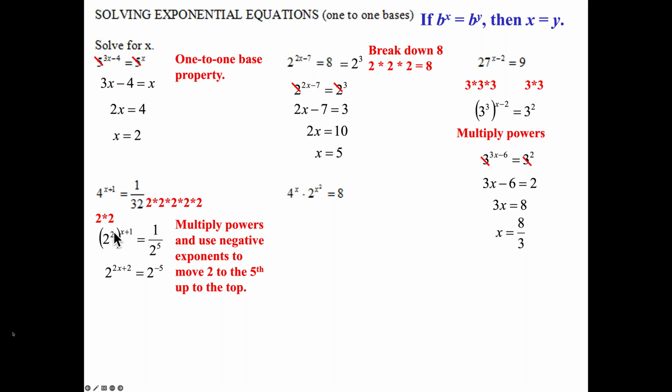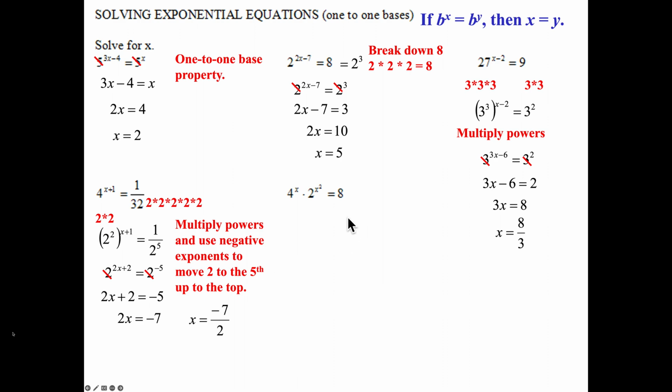So 2x plus 2, multiply the 2 to the x plus 1 binomial. Now we're one-to-one, cancel those 2's. 2x plus 2 equals negative 5, solve for x. Subtract over the 2, divide over the 2. x is equal to negative 7 halves.